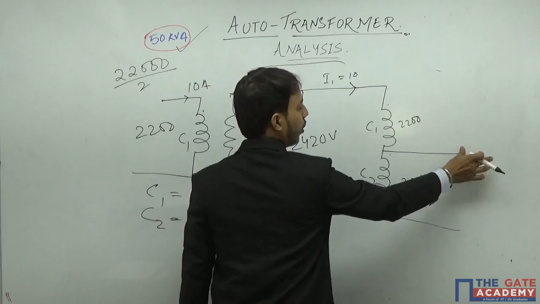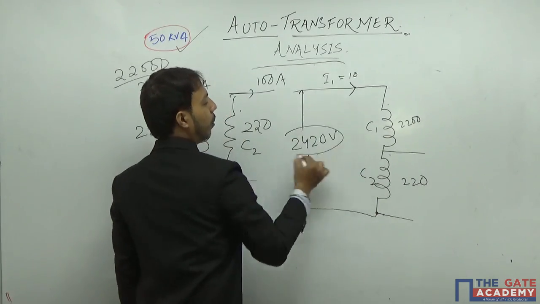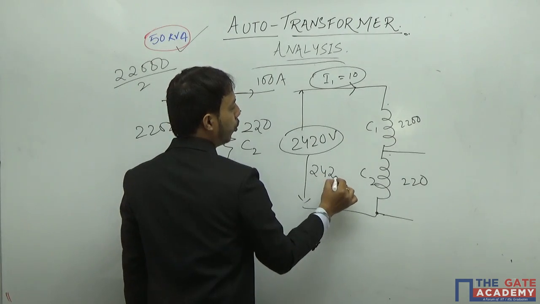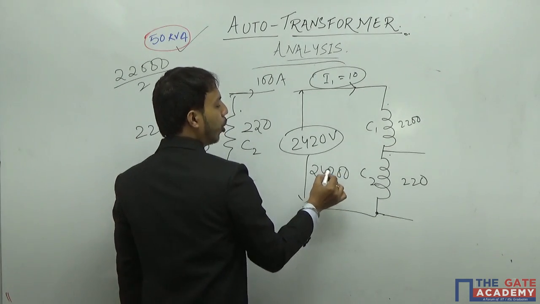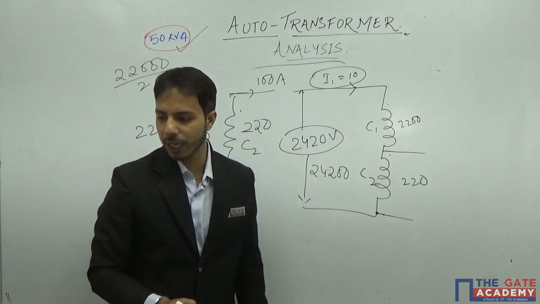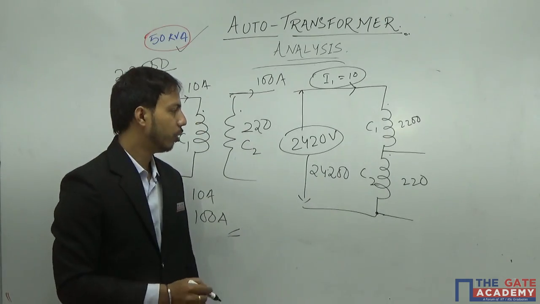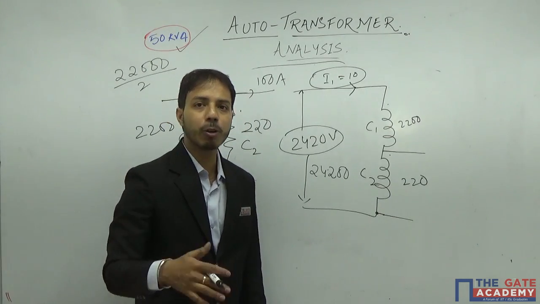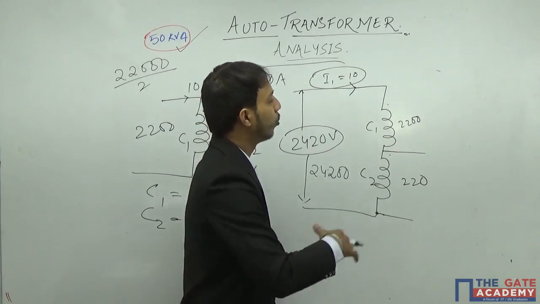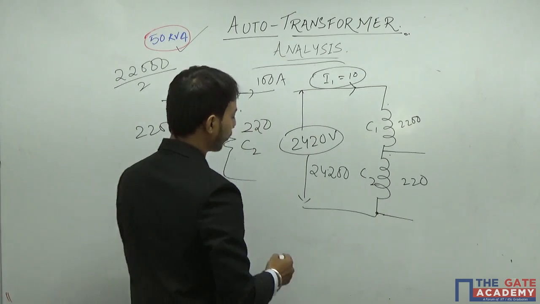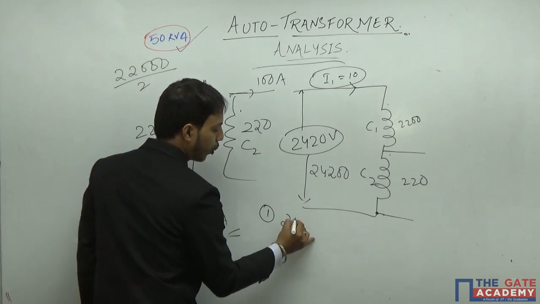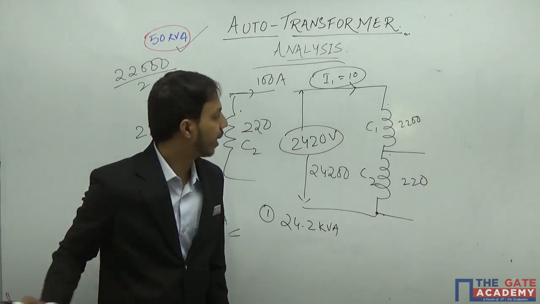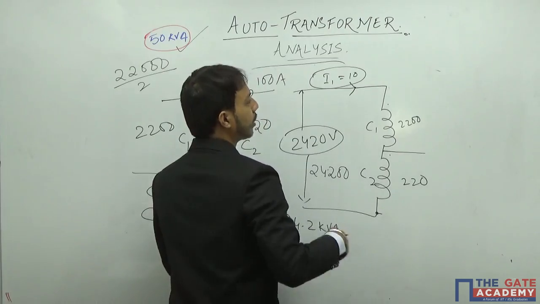Okay? So my kVA will be this multiplied by this, which is 24200. That means 24.2 kVA, which is one of the options, option B, 24.2. But I have to see what is the kVA that I can achieve with the other connection. So the first option which I got is 24.2 kVA.